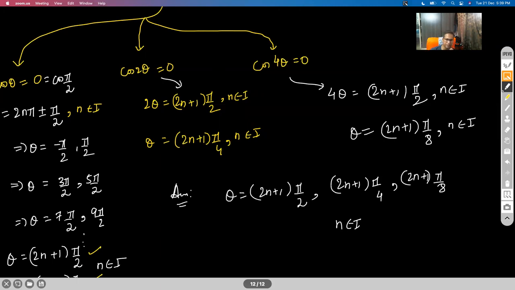Any questions, any concerns, please do let me know. So I think Satyam, you only got one of these three, right? So all three are possible. Any questions? Please note this down, and if you have any questions, please feel free to highlight it.